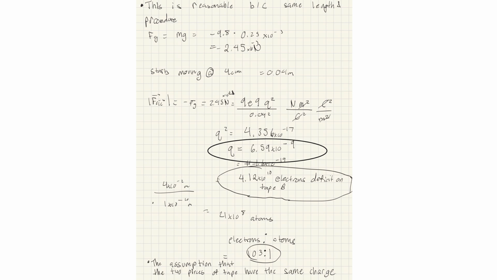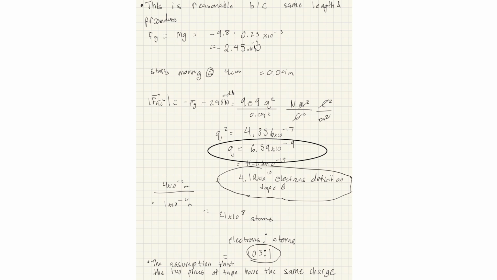So right here you have some of the math I did for the lab experiment. The tape measured to be 25 centimeters or 0.25 meters, meaning that it weighed 0.25 grams. And I did the math for F of g, which is 9.8 times 0.25 times 10 to the negative 3. And I got 2.45 newtons times 10 to the negative 3.